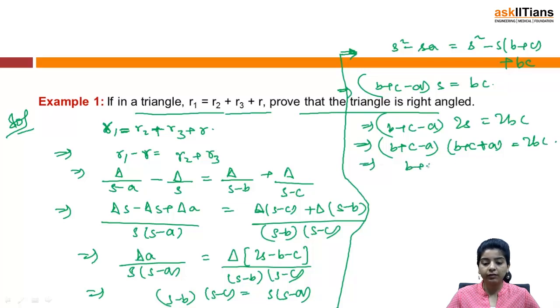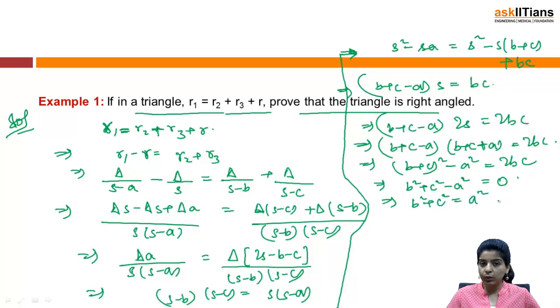So I can write it as (b plus c) whole square minus a square is 2bc, which means b square plus c square minus a square, plus 2bc, and 2bc gets cancelled. So this gives me b square plus c square is equal to a square. Now b square plus c square is equal to a square. This implies that the triangle is right angled.